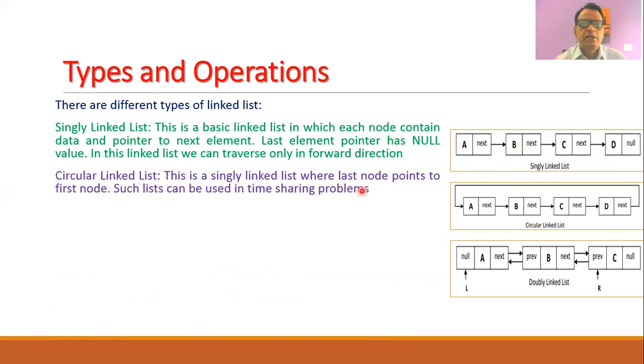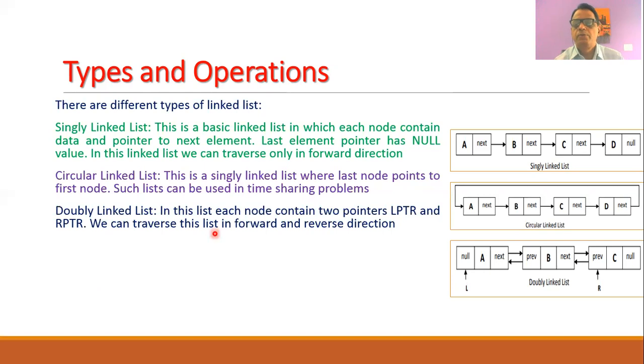Another type of linked list is called a circular linked list. This is a singly linked list where the last node will point to the first node. So in this case, even the last node will not have a pointer value equal to null. As shown in this diagram, suppose this is the last element of the linked list, and it will still have a pointer, and this pointer will point to the first element. Therefore, this linked list is called a circular linked list. A circular linked list is very useful because in certain problems, such as time sharing problems, we can make use of such a list.